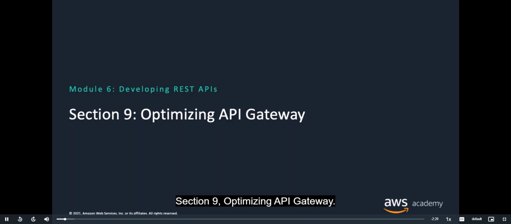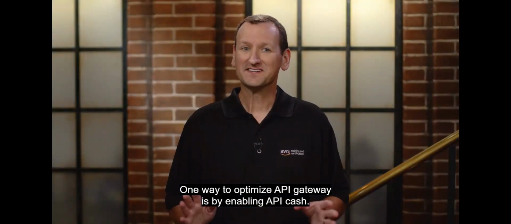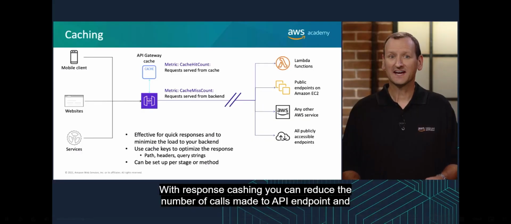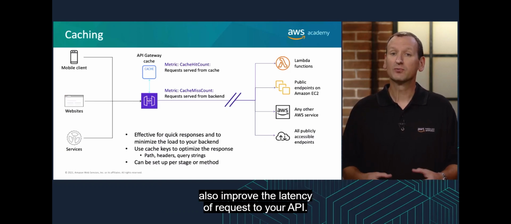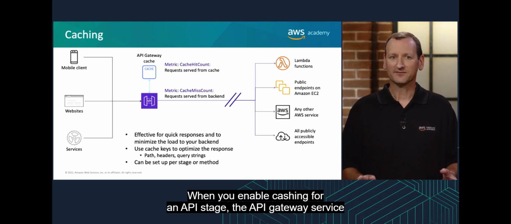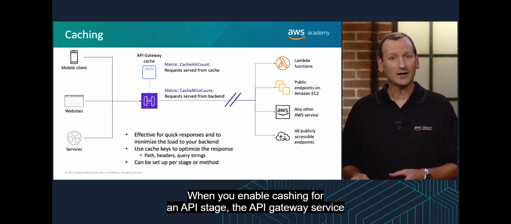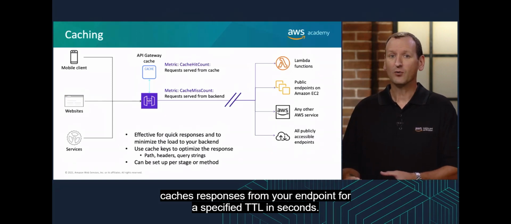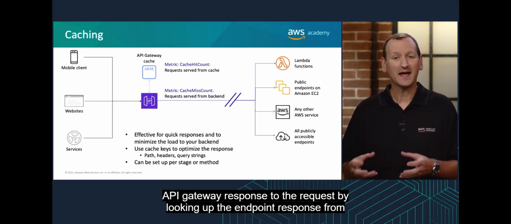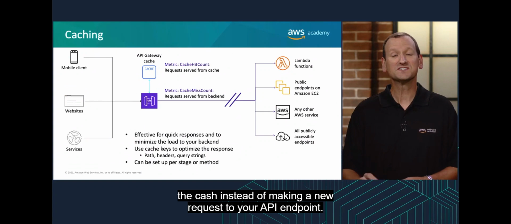Optimizing API Gateway. One way to optimize API Gateway is by enabling API cache. With response caching, you can reduce the number of calls made to your API endpoint and also improve the latency of requests to your API. When you enable caching for an API stage, the API Gateway service caches responses from your endpoint for a specified TTL in seconds. API Gateway responds to the request by looking up the endpoint response from the cache instead of making a new request to your API endpoint.